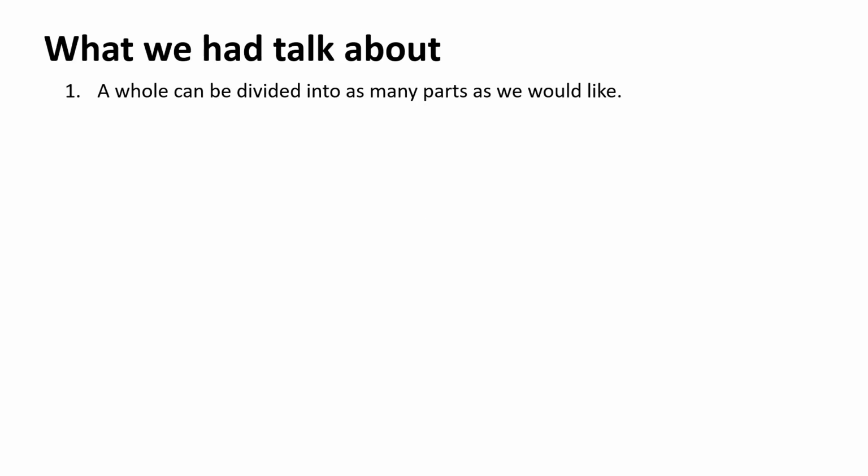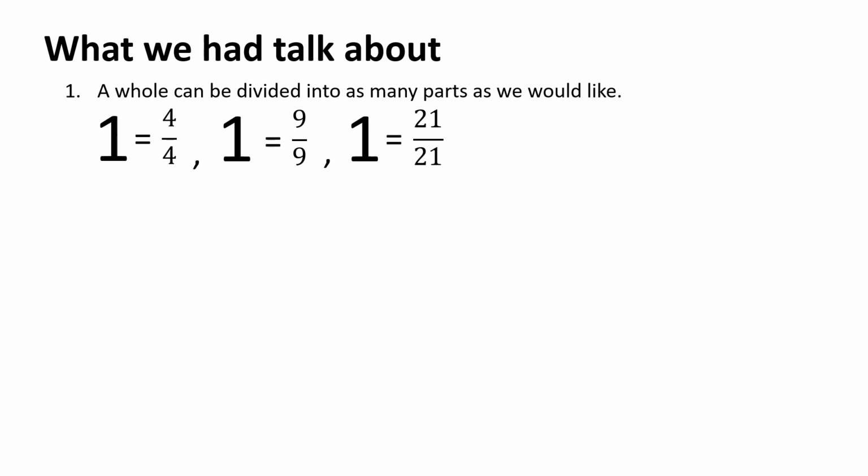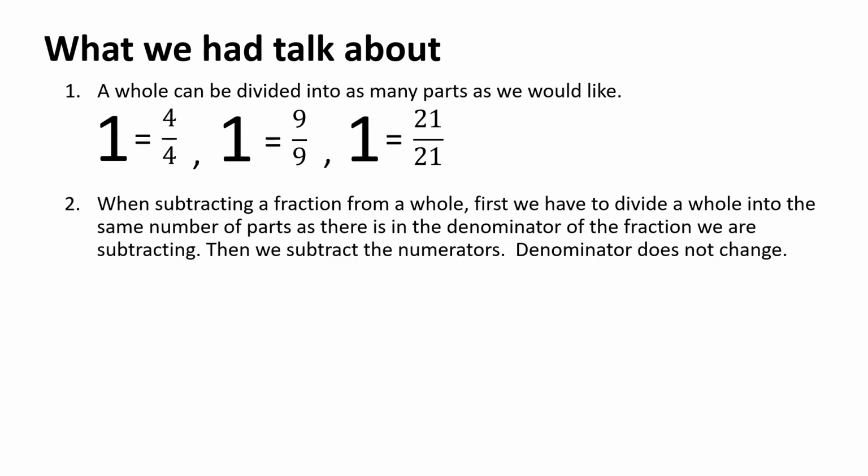Let's repeat what we had talked about today. A whole can be divided into as many parts as we would like. For example, 1 is equal to 4 over 4. 1 is also equal to 9 over 9. And 1 is also equal to 21 over 21. When subtracting a fraction from a whole, first we have to divide a whole into the same number of parts as there is in the denominator of a fraction we are subtracting. Then we subtract the numerators.